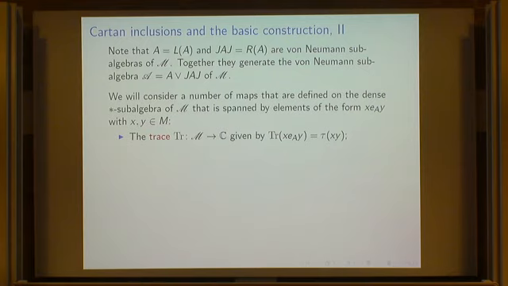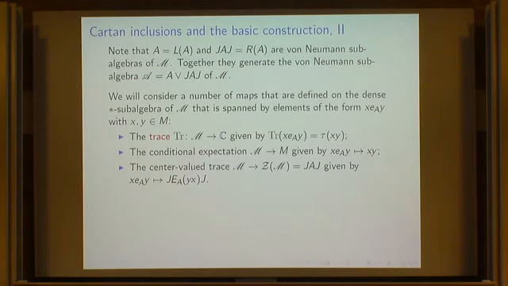So now with all this set up, there are some maps we want to look at. These won't be defined on all of script M, but they'll at least be defined on the span of elements of this form. I'll tell you how they act on elements like that. That will give you some idea of how these maps work. So we have a trace, which again is not defined everywhere, but on elements of this form, it's defined like that. And there's a conditional expectation of script M onto M, which is the one where if you take this and compose it with the trace on M, you get the trace on script M. And then there's a center trace, a trace that has values in the center of script M, which turns out to be this algebra of right multiplication by elements of A, and it works like that. I didn't give these maps names because we're only going to care about the restrictions to script A.